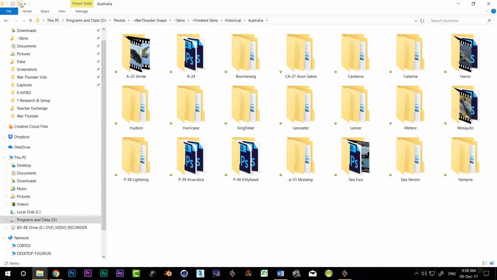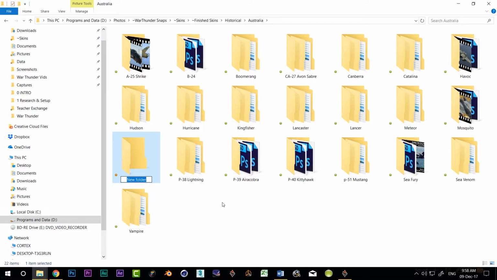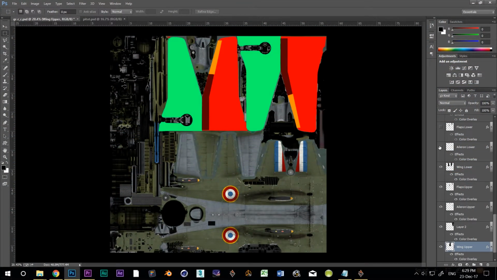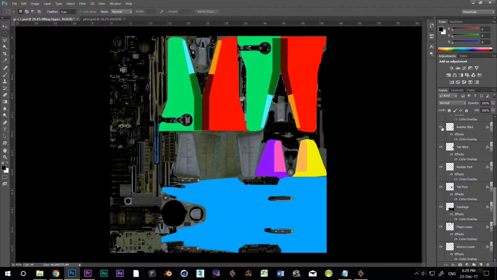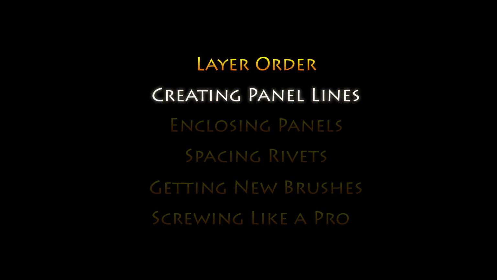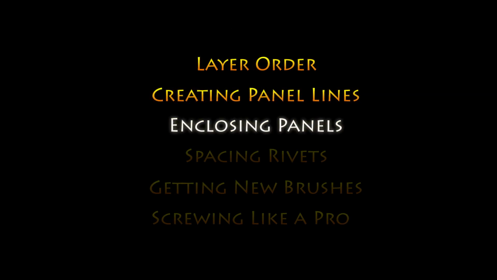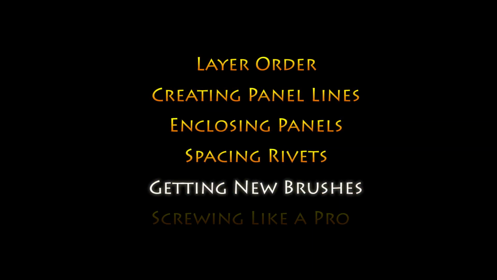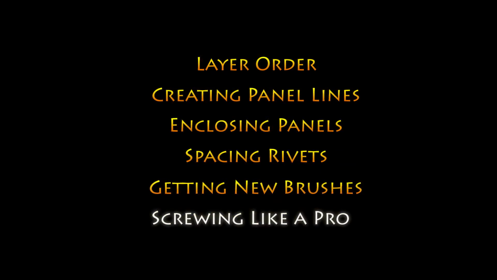In part 1, we set up all of the folders and found images to skin from. Part 2 was about finding all of the separate panels and creating a base colour map and a normal map. This time around we'll look at why layer order is important, creating panel lines, why you should enclose your panels when you can, creating lines of equally spaced rivets, finding and installing new brushes, and creating unique screws.